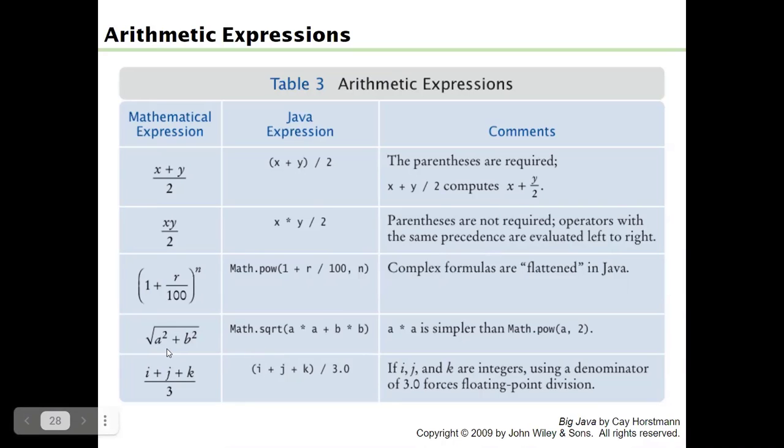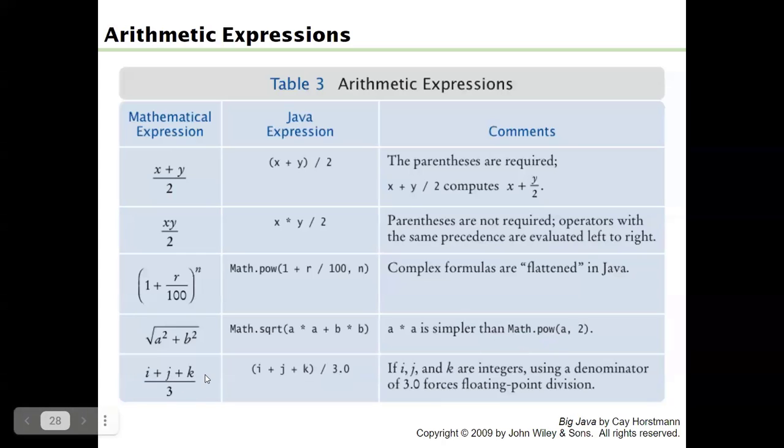Here's one you see a lot. This is the Pythagorean Theorem, I guess. So you get a squared plus b squared, and the square root of that gives you c. So you see that. And again, they're doing that trick where you don't have to use pow. You could just multiply a number with itself. That's the same as being squared.